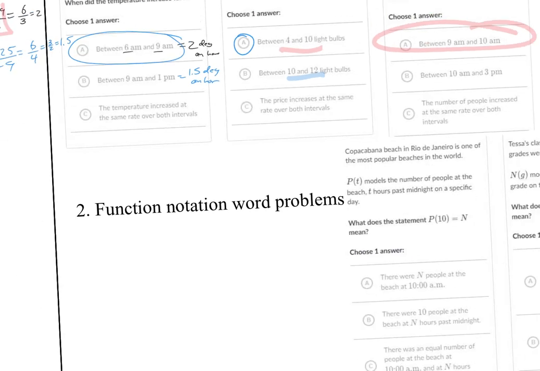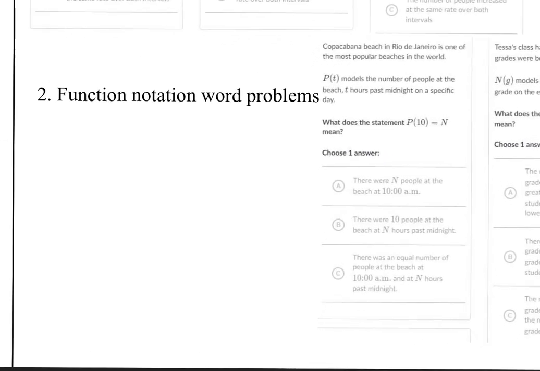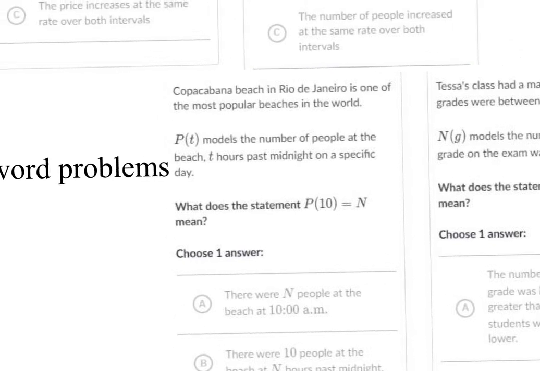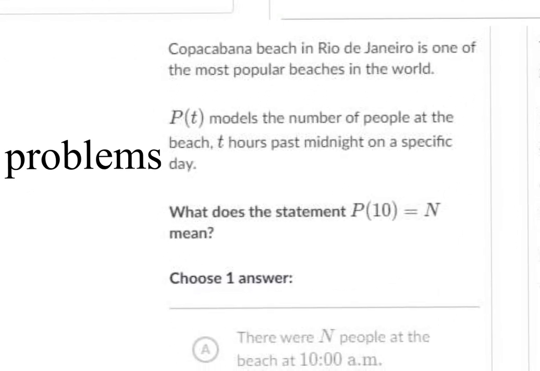Now this says function notation word problem. So let's take a look at this. Let's look at this first one here. Again, I'm not going to look at the answers. I'm just going to first look at the problem. It says Copacabana Beach in Rio de Janeiro is one of the most popular beaches in the world. P of T models the number of people at the beach T hours past midnight on a specific day. So what does the statement P of 10 equal N mean?